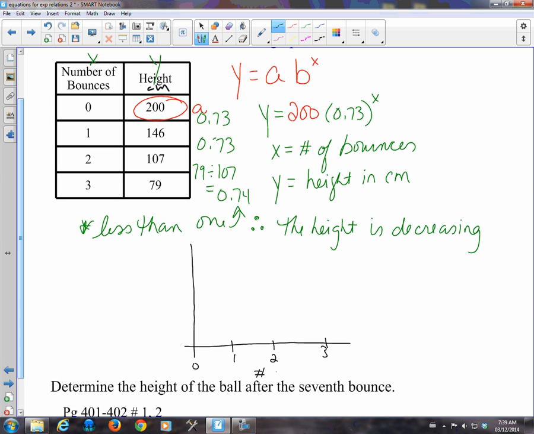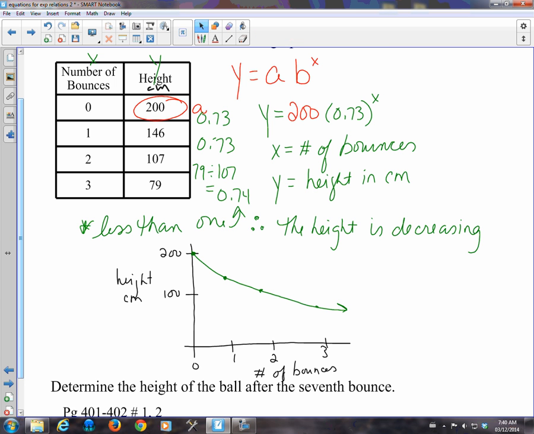So that's the number of bounces. And I'm going to start up here at 200, rough scale, and that's the height, centimeters. And so when I go to graph this, at the beginning it was 200 centimeters. After one bounce it was 146. After 2 bounces it was 107. After 3 bounces it was 79. And we can see that exponential shape start to take hold.